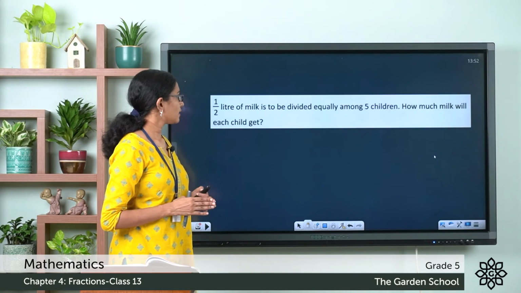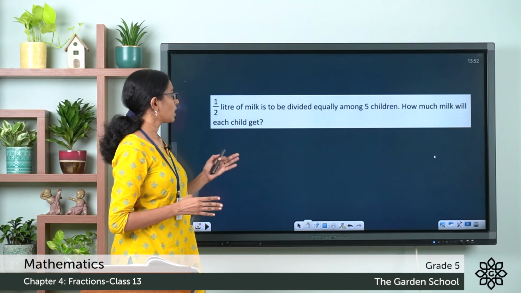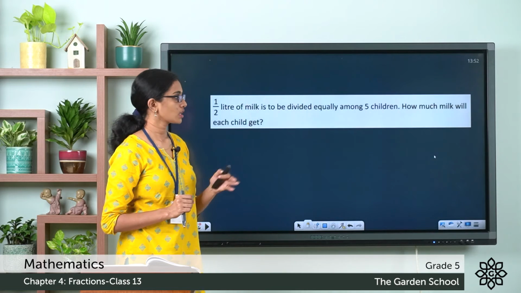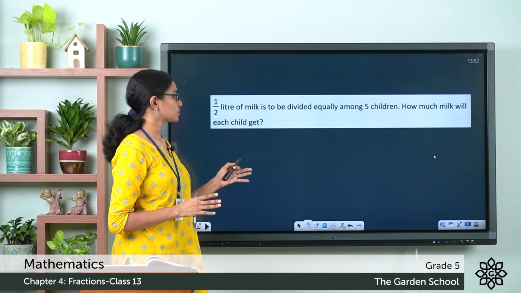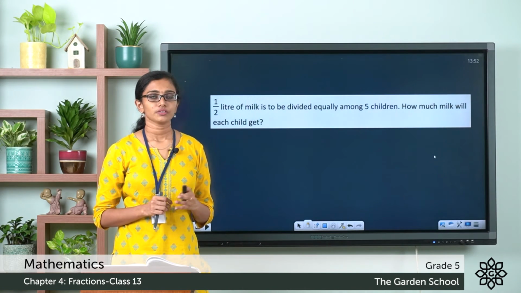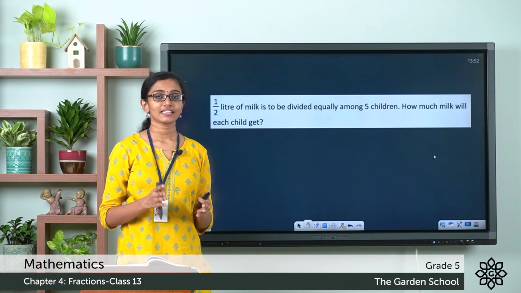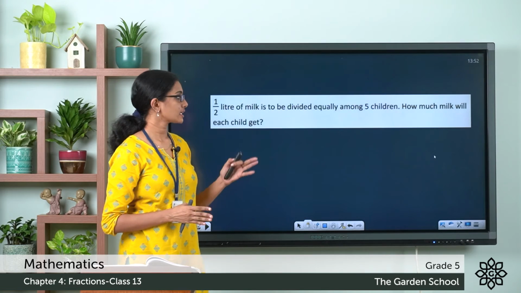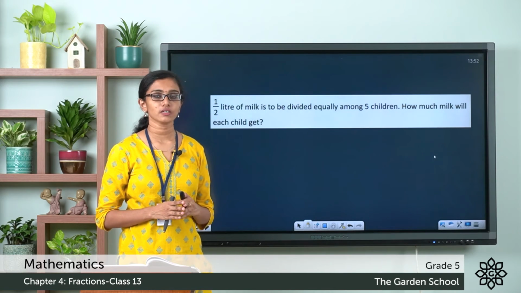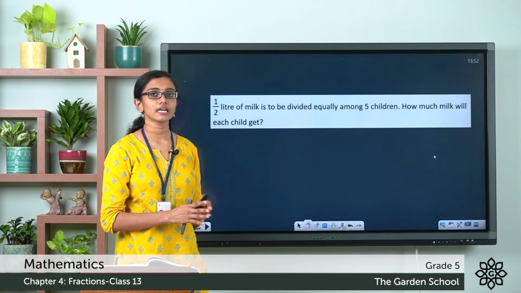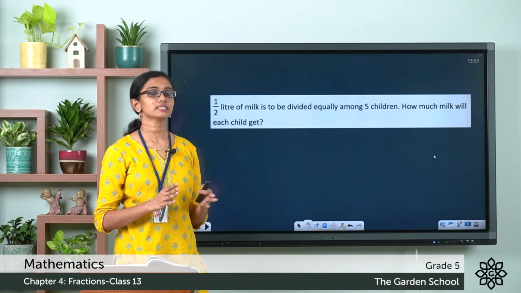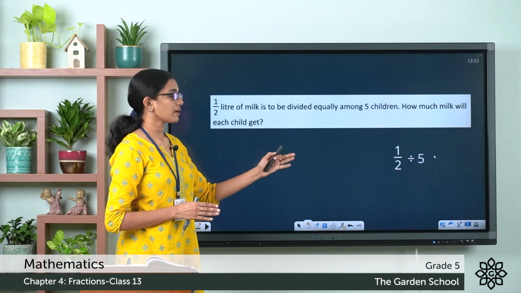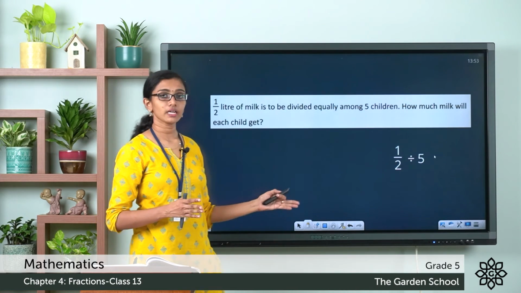It says half liter or 1/2 liter of milk is to be divided equally among 5 children. How much milk will each child get? So what is mentioned in the question? There is 1/2 liter of milk, that is half liter of milk, and there are a total of 5 children. We have to divide this half liter milk among 5 children. So let's see how we can do that division. 1/2 or half liter has to be divided by 5.